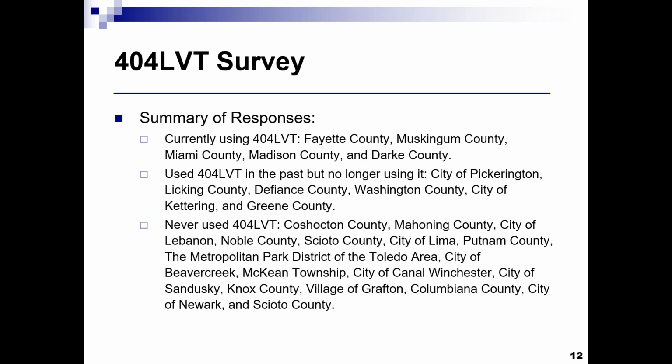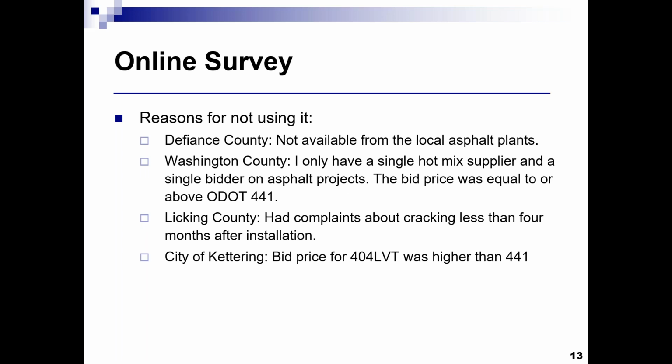One of the main reasons why this project was initiated by ODOT and the research project is because some local public agencies were not happy with type 1 surface asphalt mixtures when used on their roads, and they were looking for a better quality mix that meets their needs, which are different than the needs of ODOT. So this is why this research project got started. When asked about the reason why you stopped using it or why you don't use it anymore, one of the most common reasons was that it's more expensive than a type 1 surface, and that's actually a valid concern. The other comment was that it's not available from local asphalt plants.